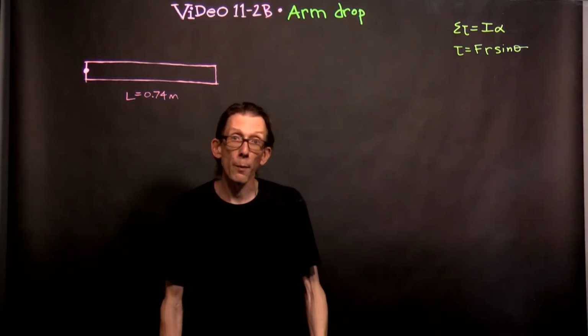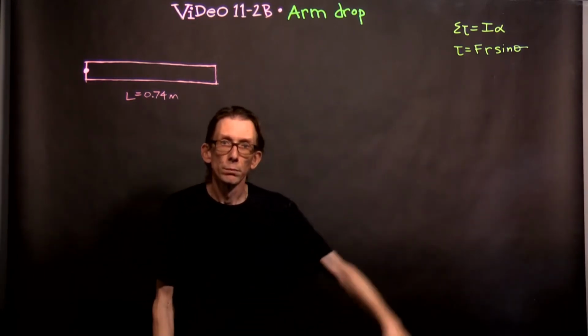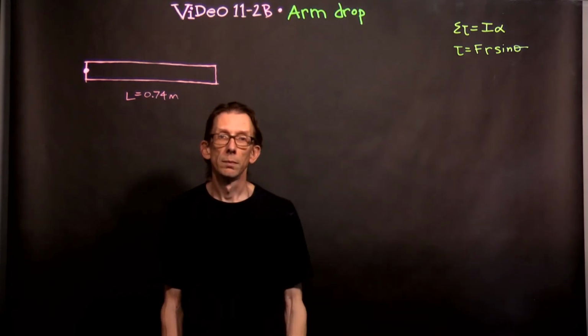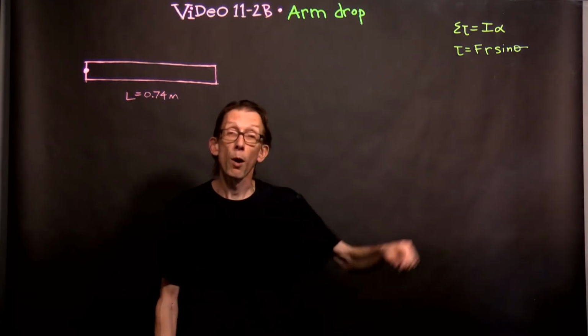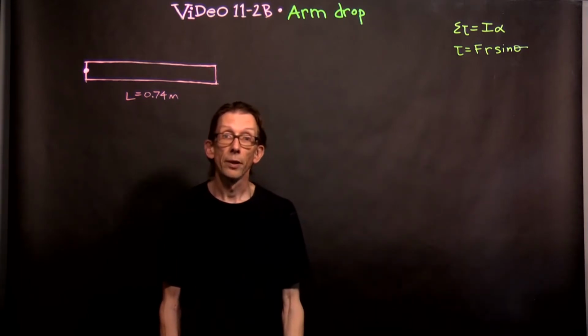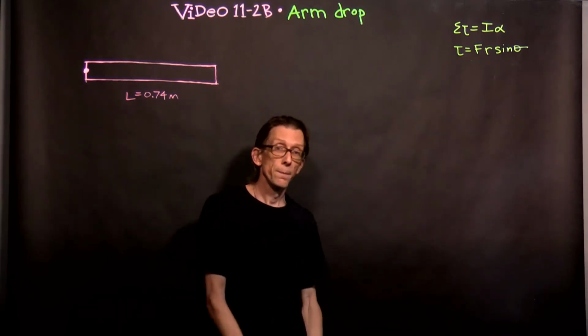I'm going to hold my arm out, I'm going to let it drop. You ready? 3, 2, 1. And see it again? I'm going to stick my arm out and let it drop. 3, 2. There you go. That was a rotation.